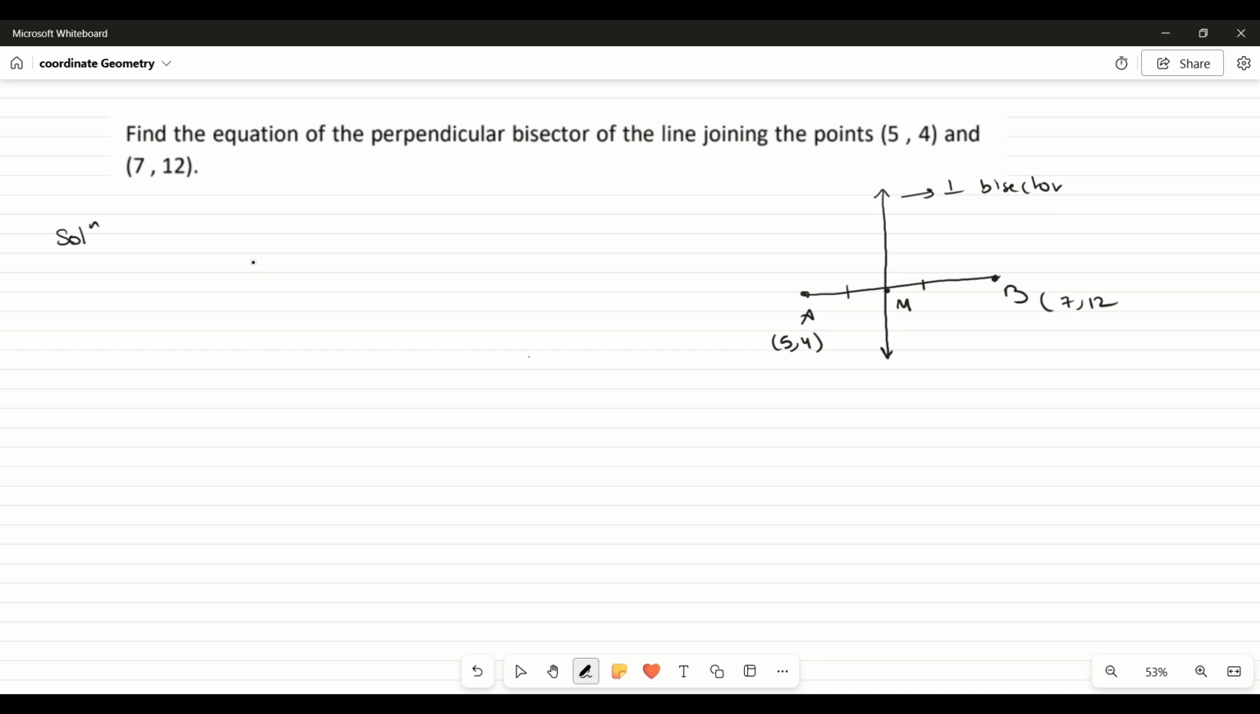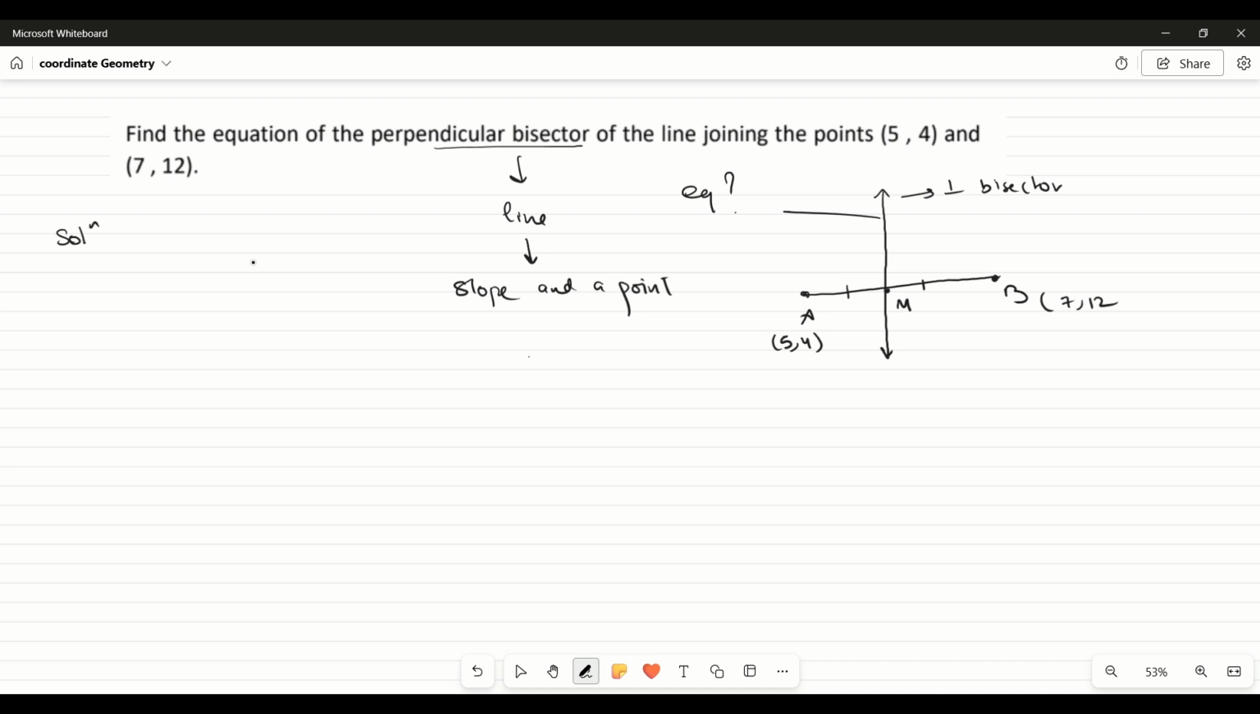That means it bisects the line equally. This is what? The middle value of A to B. That means the midpoint of AB. And you have to find the equation of this line. So how do you do it? Obviously, it's a perpendicular bisector, meaning it's a line. And for a line, what do we need? We need a slope and a point.